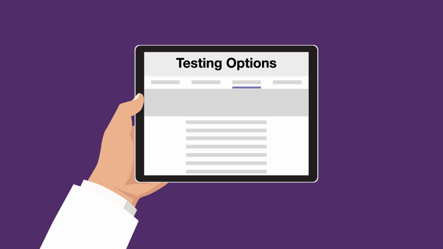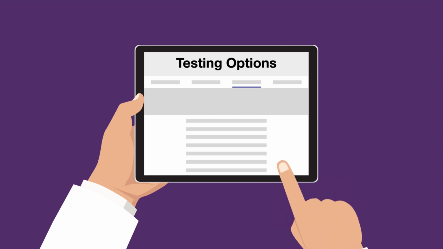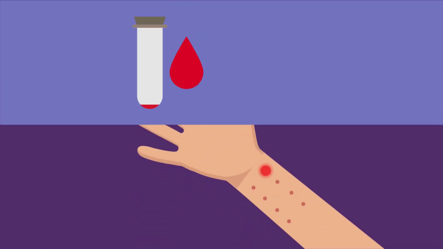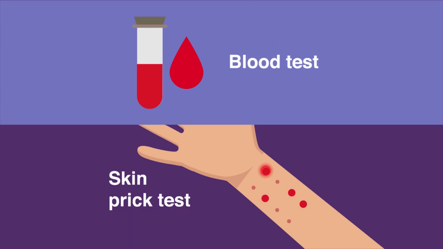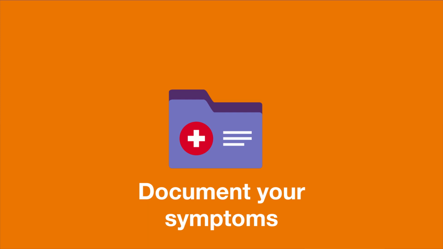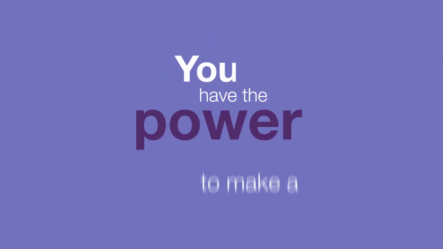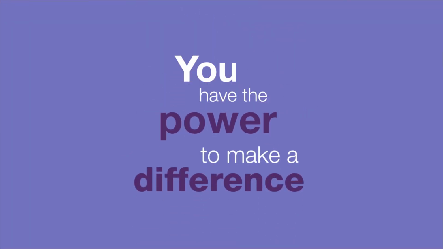Next, research the testing options available to you and understand their benefits and drawbacks. There are two main types of validated tests, a blood test and a skin prick test. Documenting your symptoms and determining what testing option you prefer will help you prepare for your appointment to ultimately make progress towards an accurate medical diagnosis. With this information in hand, you have the power to make a difference in your allergy care.